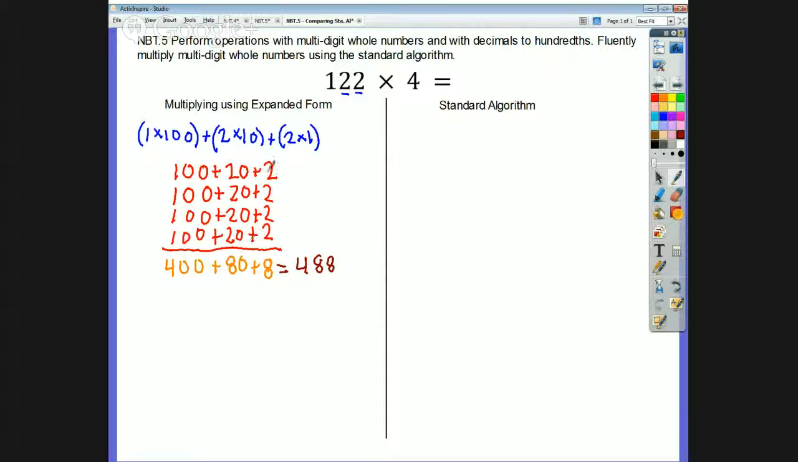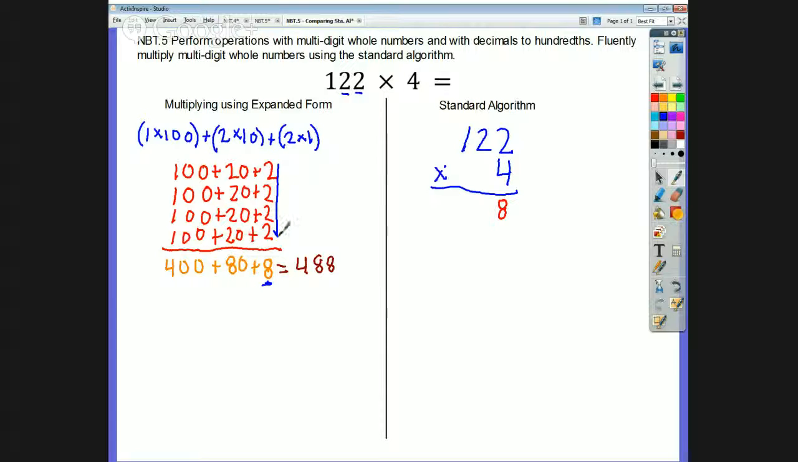If you do it this way, and then we do it the standard algorithm way, you can see how the standard algorithm actually performs the exact same type of thing, but in a different way. So let's look at that real quick. All right, let's do this with the standard algorithm. We have 122 times 4. I have 4 times my ones place, so 4 times 2 is 8. That 8 right there represents this 8 right here, because I have 2 four times.